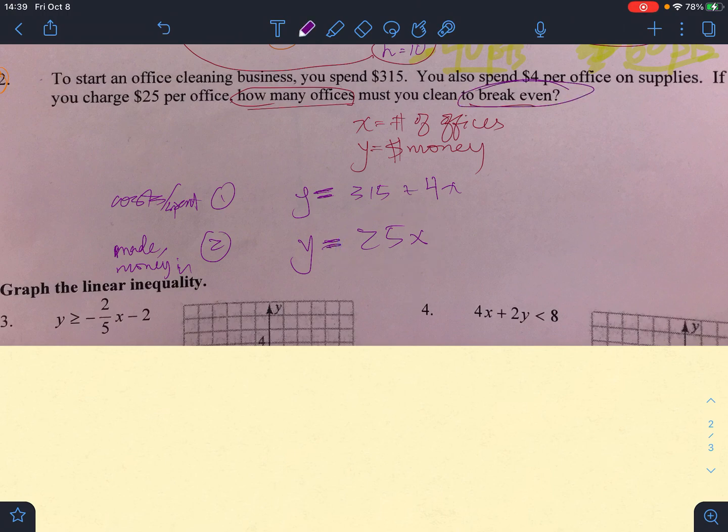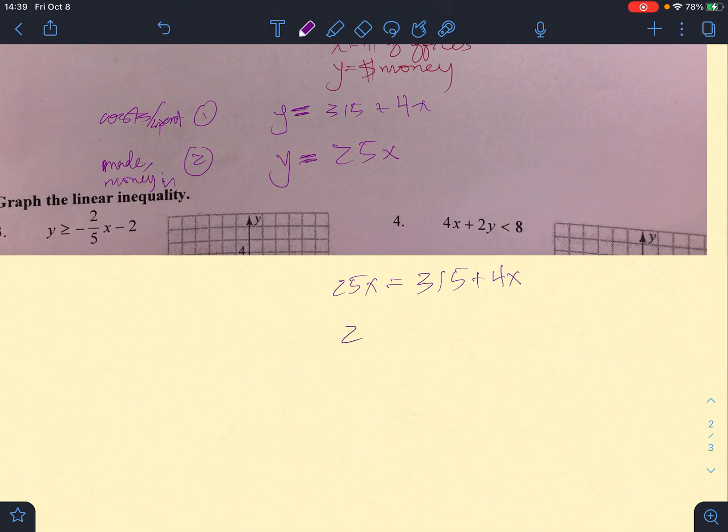Now, to break even, the money we make has to equal the money we spend. And this should look familiar. This is also done by pure substitution. Since this is equal to Y, that goes in for the Y. Or since this is equal to Y, it can go in there. It doesn't matter. We're just setting the costs and the money we make equal. So at this stage, we can solve: variables on one side, numbers to the other. So we get 21x equals 315.